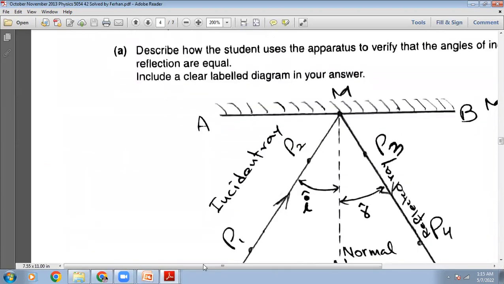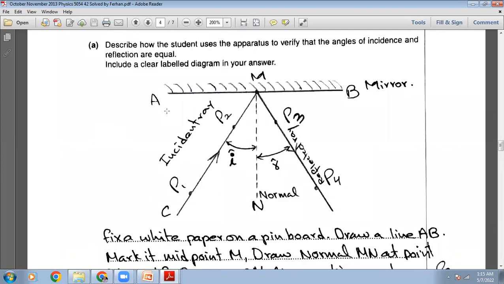So what you will do, you will take a white paper, fix it on a drawing board, and draw line AB and mark its midpoint M. Then draw a normal on the midpoint. The normal is perpendicular to AB, with a dotted line. Then draw a line CM, which makes an acute angle, and that line is on the left side of the normal. On that line, put two pins P1 and P2 5 centimeter apart.